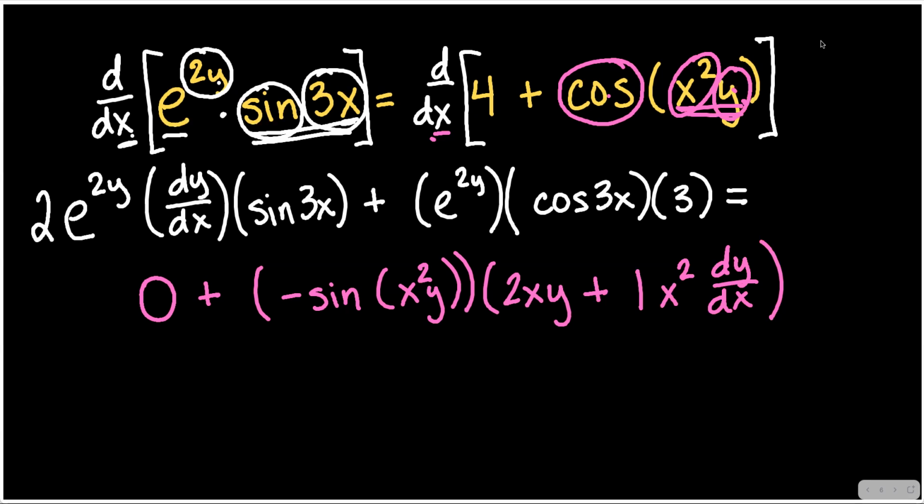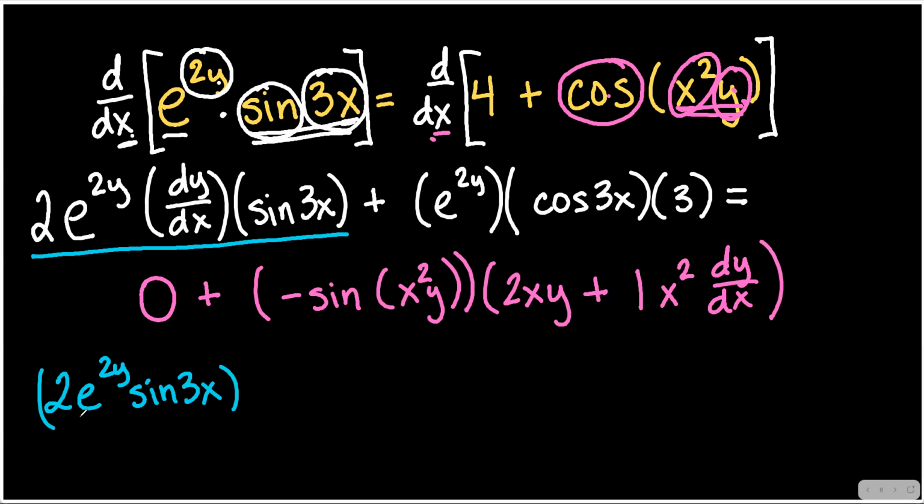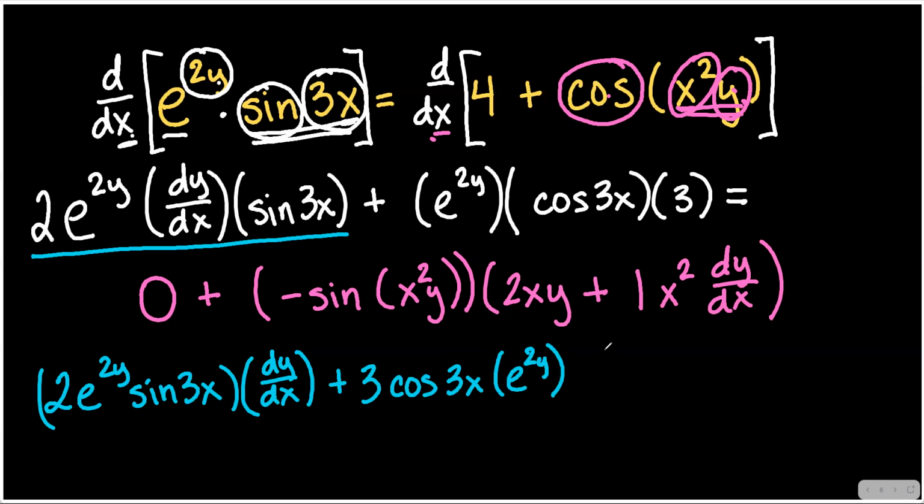Put this in a color where we can clean this up a little bit. So on this piece here, this now gives me 2e to the 2y sine of 3x, all times dy/dx. This part here is going to give me plus 3 cosine of 3x. Actually, we could probably put that e to the 2y after the 3, but we'll leave it there for now.